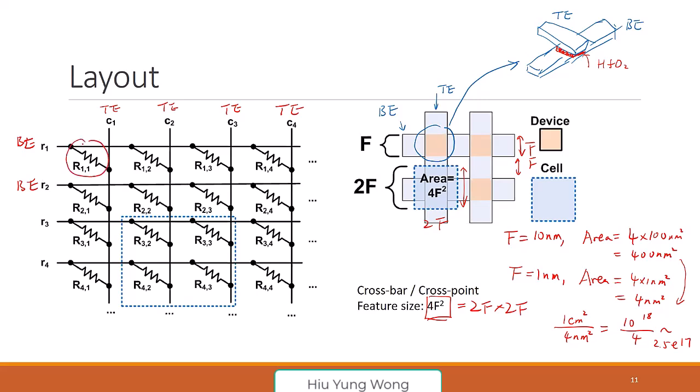Why do I have R11? This is just talking about this red piece, because top and bottom are not connected. At each crossover, they are connected through this hafnium dioxide, and depending on whether we program it or erase it, they have different resistance. So I want you to see this picture, a very simple picture about resistive memory. Are there any questions?